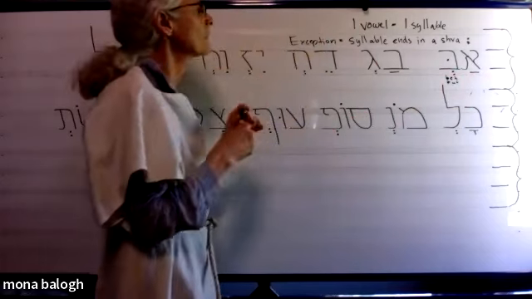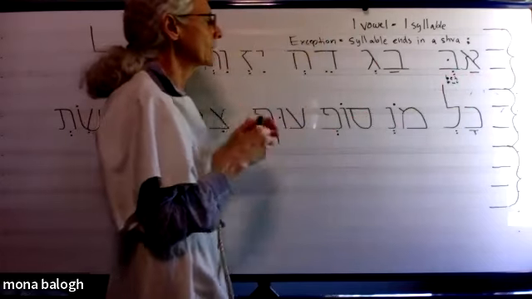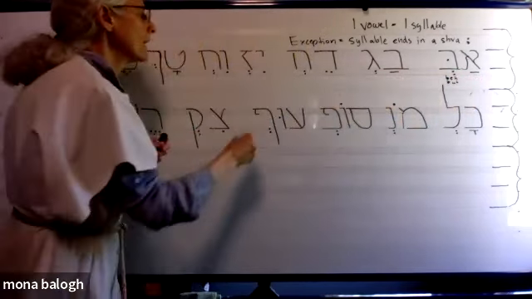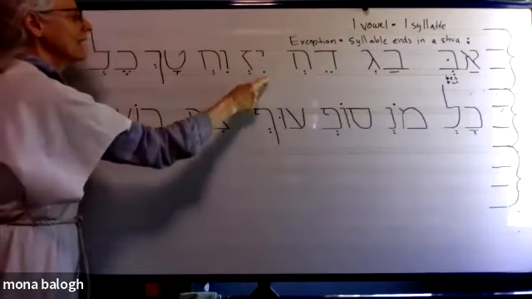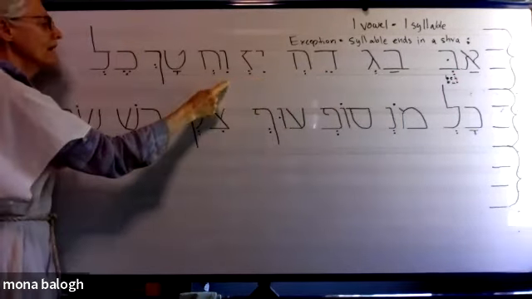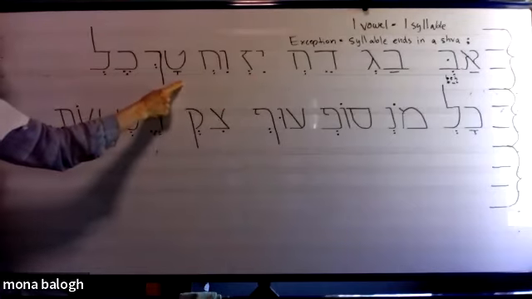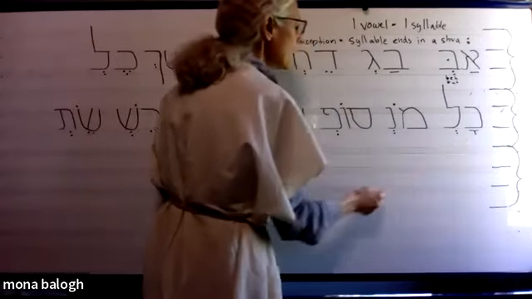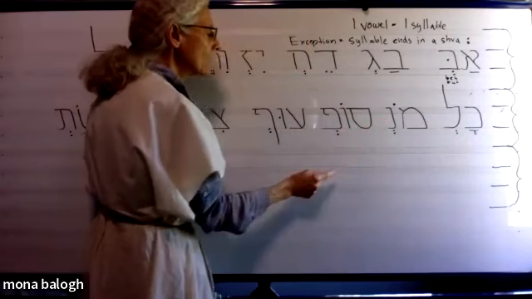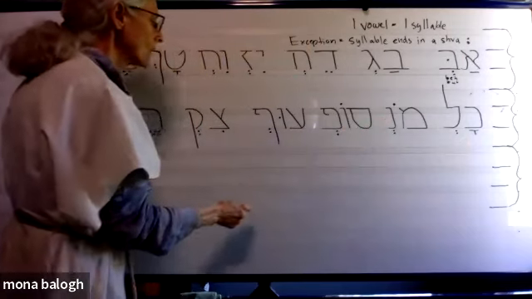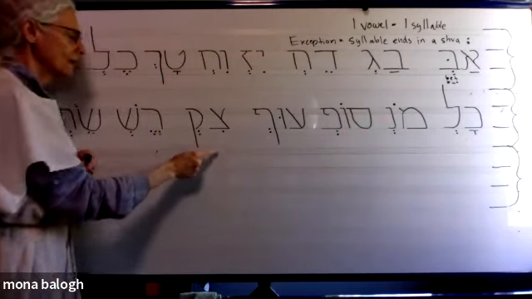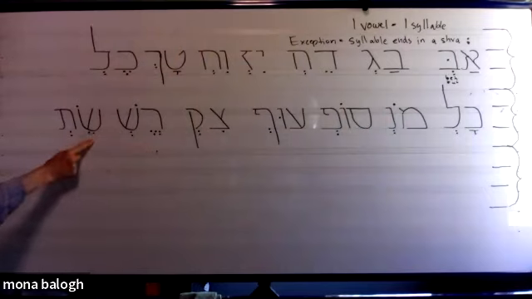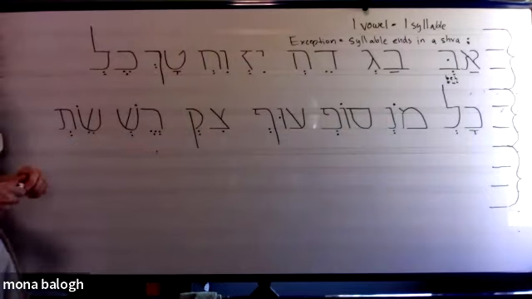Okay, let's read this one more time, and then we'll go on to the next lesson next time. Ab, vag, de, yiz, vich, tach, chel, kol, mon, sof, uf, sik, resh, shet.